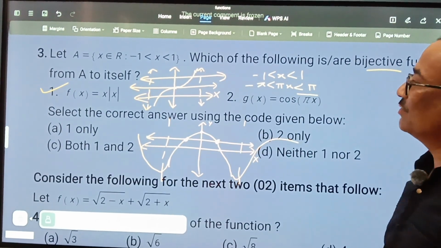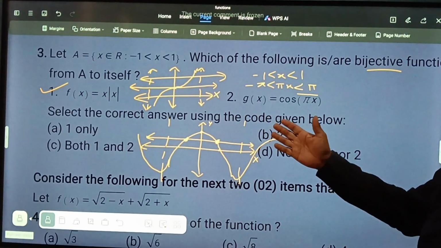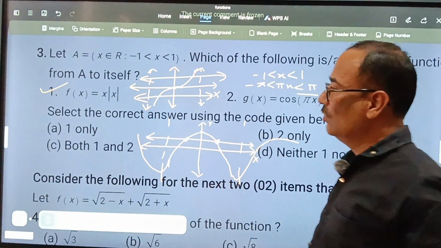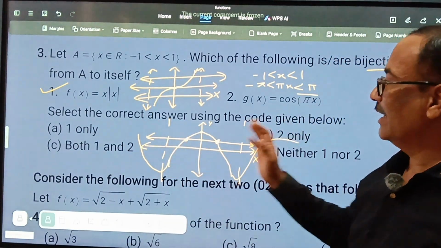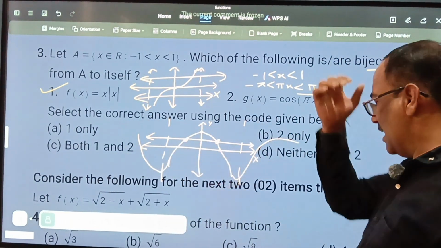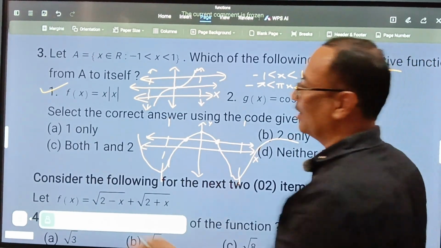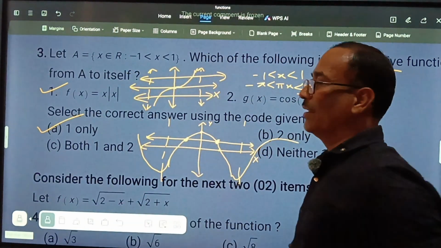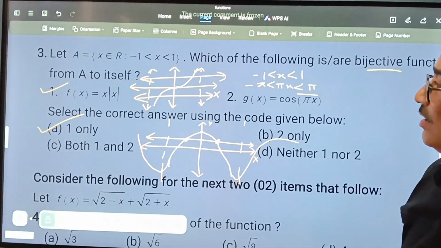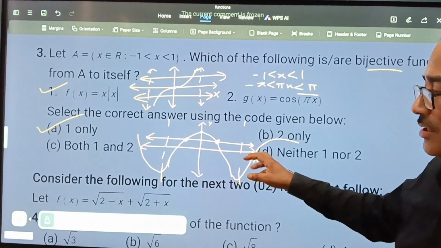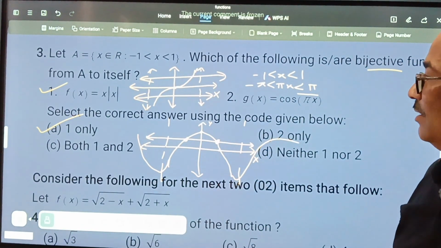So our answer is what? Select the correct answer using the code given below. Only first one is correct, only second one is correct, both are correct, neither one nor two. So our correct answer is what? First function is bijective but not second. Got it, bache?